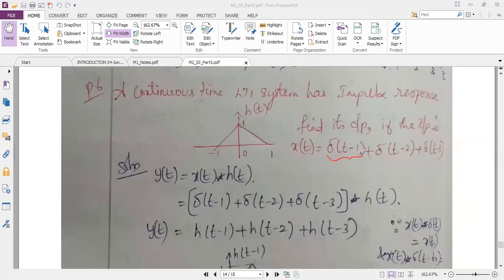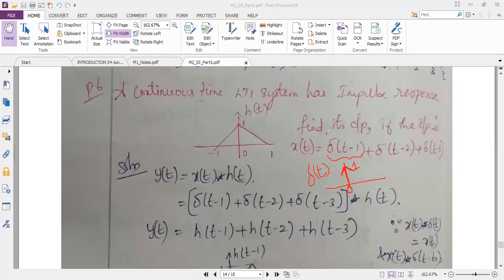So delta function means, I will just draw here delta function, how to represent delta function in continuous time signal. With the arrow mark, the amplitude is 1 at the origin. This is delta of t. So delta of t does not have any width. It has only the amplitude.